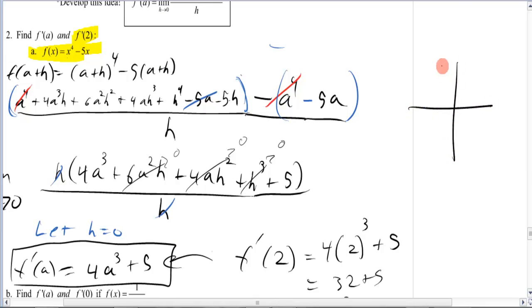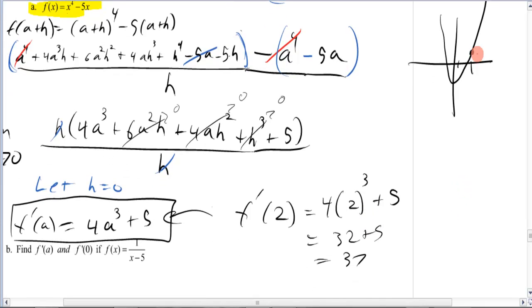So what we're seeing here is something like this, right? Now at the x value of 2, that would be our point right there. What we have found now is the instantaneous rate of change at this point. What's the slope of the tangent line at that point? Well, we can see it should be a positive number, and it should be really steep.